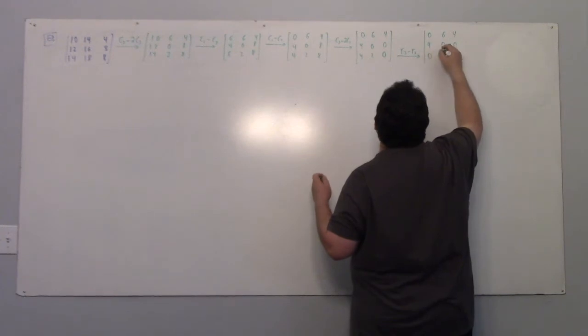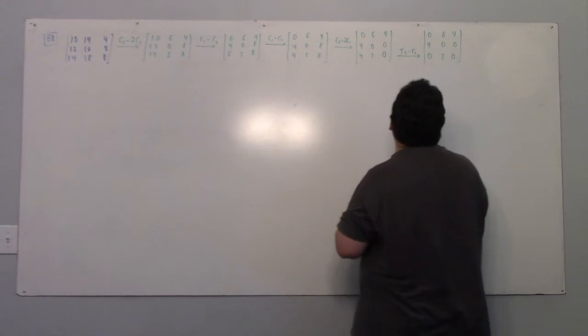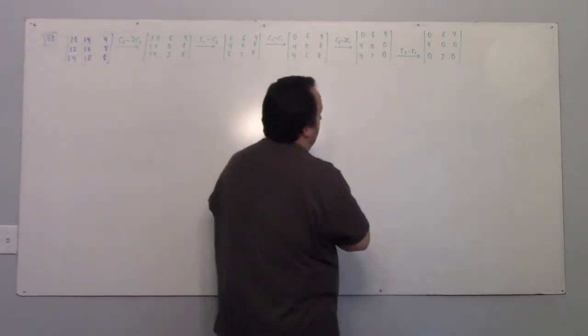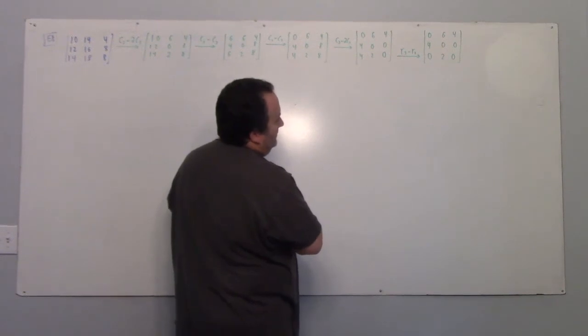So that's 0, 2, 0. And then I restructured the diagonals. So now, what you're going to do is what? Left. I essentially just restructured them so I have diagonals.